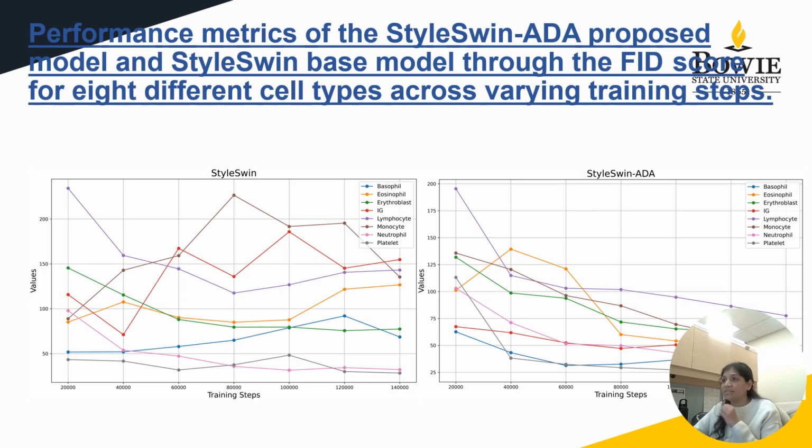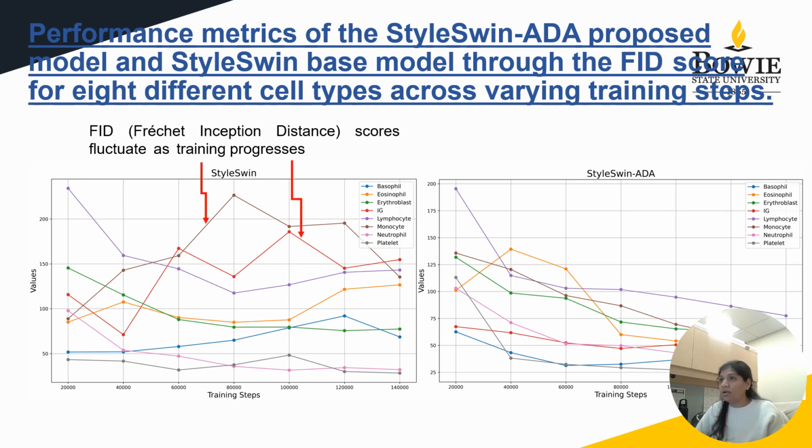After that, these are the results. The left side is the StyleSwin model training, and the right side is the StyleSwin-ADA proposed model training. And here you can see the FID score, Fréchet Inception Distance, fluctuates as training progresses, which is a sign of overfitting. Whereas in StyleSwin-ADA, the training is more stable compared to StyleSwin, which is a sign of preventing overfitting when we train the model on the same data set.